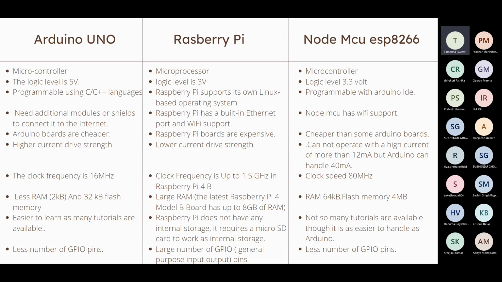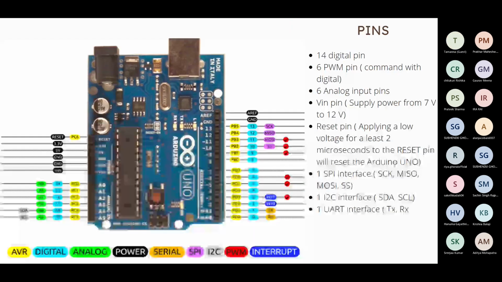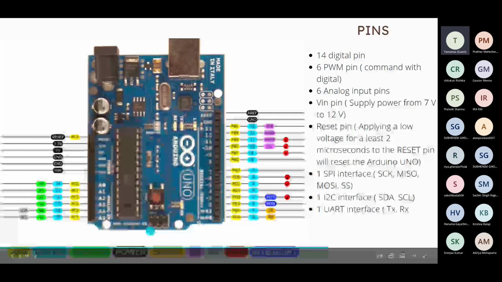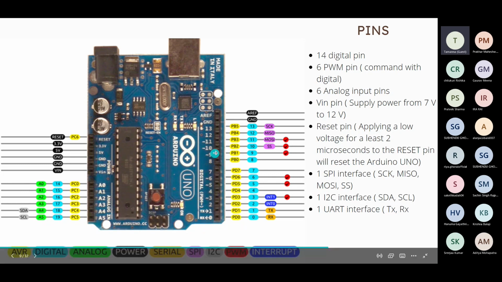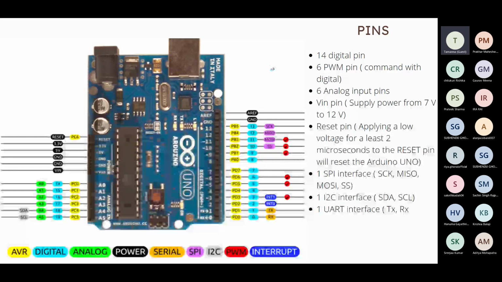We will move on to the next slide. So this is the Arduino board. I'll tell you about the pins in the Arduino board. So we have 14 digital pins, right here, 0 to 13, out of which 6 are PWM pins. PWM stands for pulse width modulation. These are the pins we use when we need an analog output. Here are the pins: the 11th, 10th, 9th, 6th, 5th and 3rd. These pins are PWM pins.